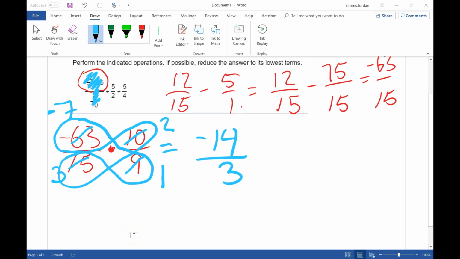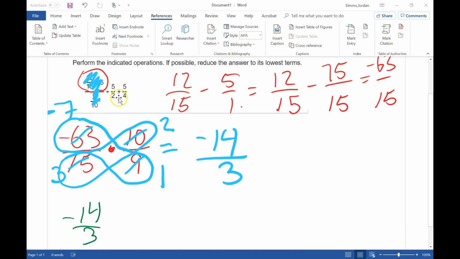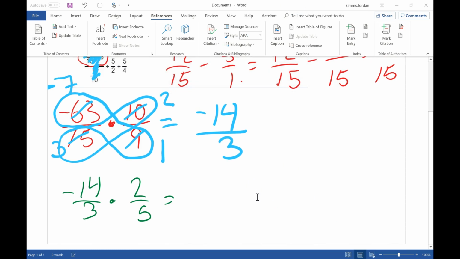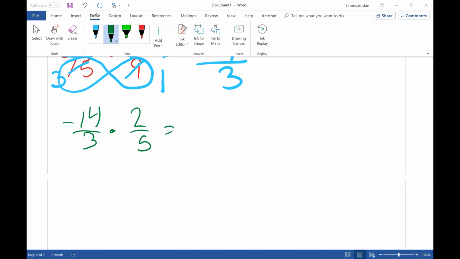Next, I'm just going to write that over again. Negative 14 over 3 is kind of like our next step here. And again, I'm just going to multiply this by 2 over 5. Right? The inverse there. There we go. Make some more room. All right. So we'll get this one going.